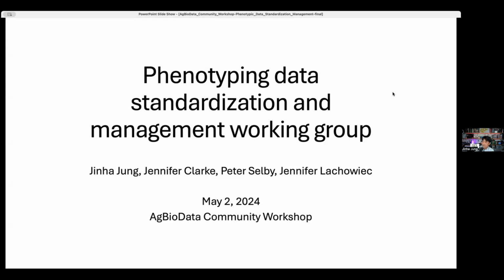Jennifer and I initially agreed to co-chair this working group, but we soon realized that there are a lot of people interested in this. It's not going to be a two-person job, so we invited two additional key contributors: Peter Shelby, who I believe is in this room as well, and Jennifer Lahowick, who is not in this room because she's on travel. I'd like to acknowledge that those are the key contributors to this working group.